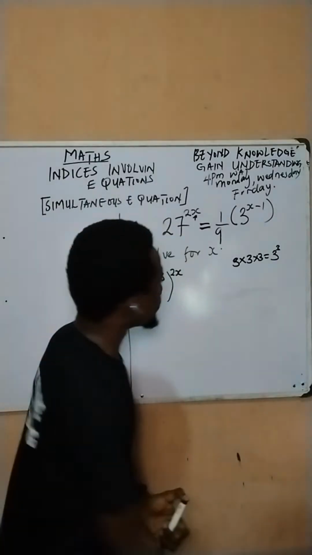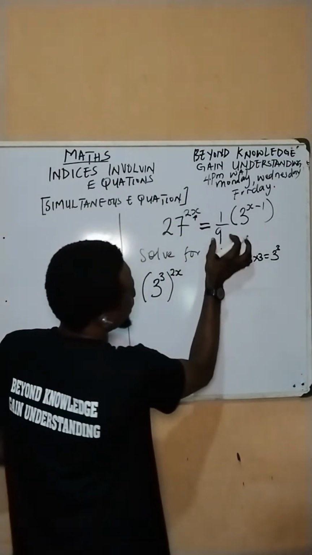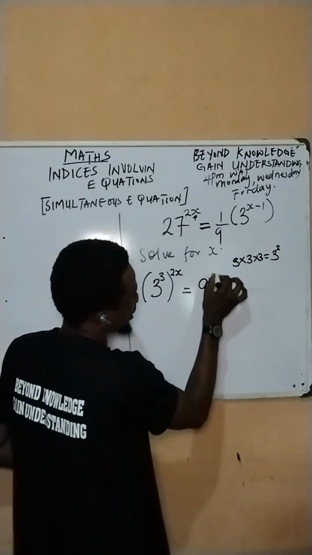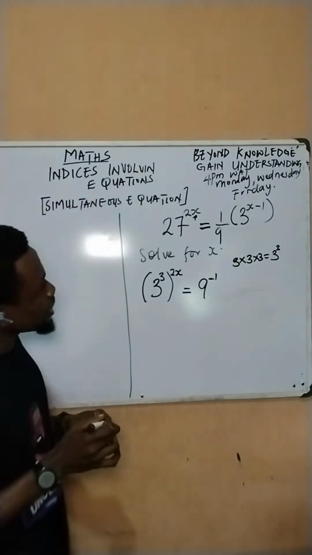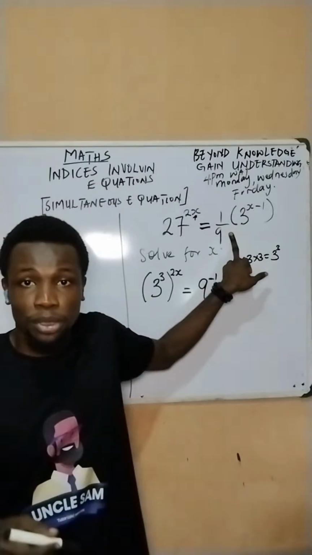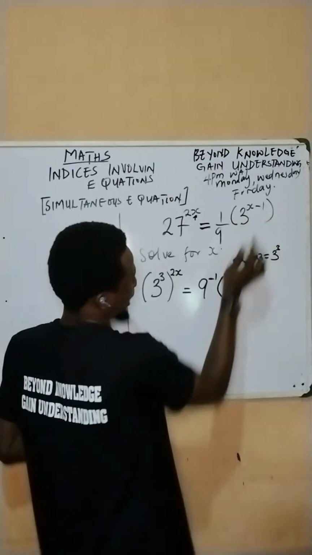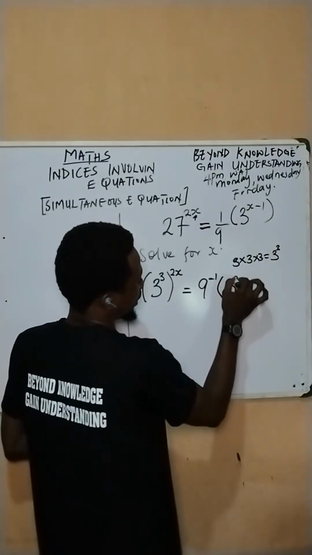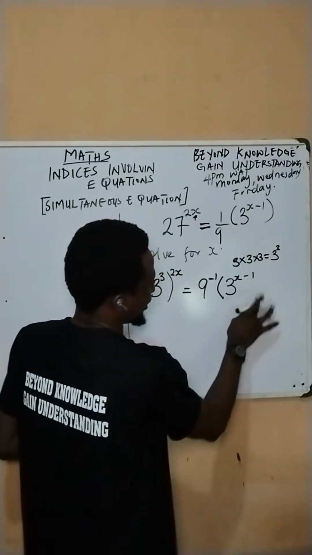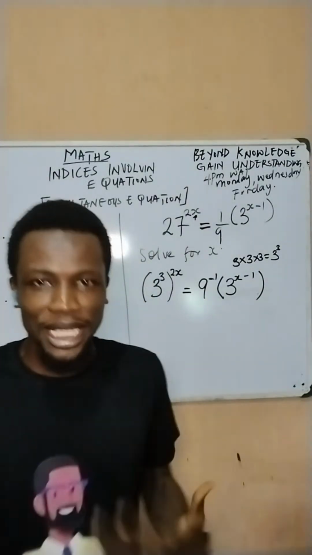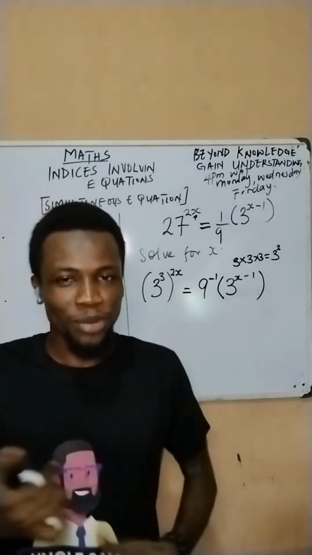So what I'm simply going to do here is bring this up, so this becomes equal to 9 raised to the power of negative 1. So I've replaced 1 over 9 with 9 raised to the power of negative 1. Then open my bracket and write what I have here, which is 3 raised to the power of x minus 1. We've not really done much, but this is a good step in the right direction. So we're actually getting there.